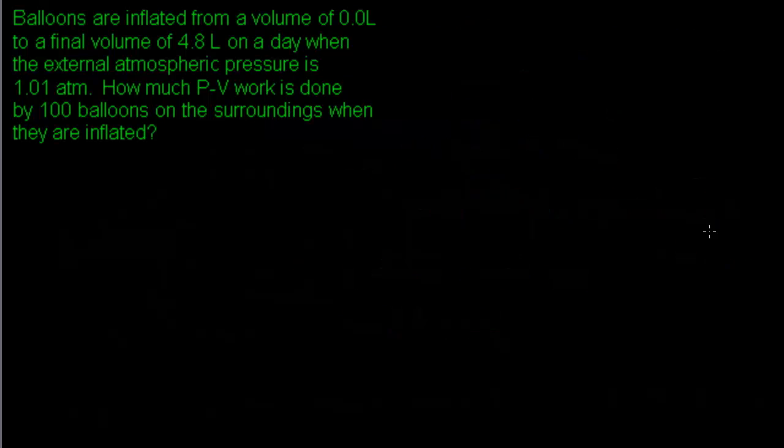So in this example problem, we're going to try using our formula for expansion compression work, also known as PV work, to solve this problem. So here in this problem it says that balloons are inflated from a volume of 0 liters, right, so they're empty, to a final volume of 4.8 liters on a day when the external atmospheric pressure is 1.01 atm, or atmospheres. How much PV work is done by 100 balloons on the surroundings when they are inflated?